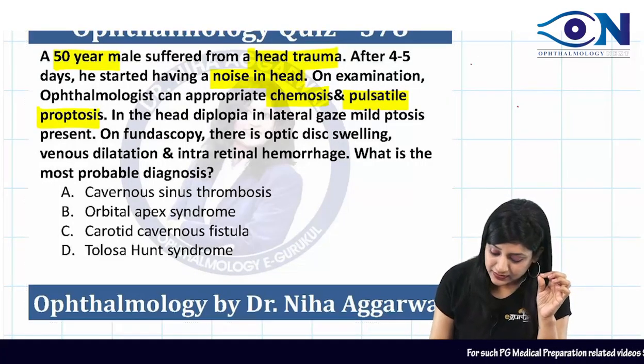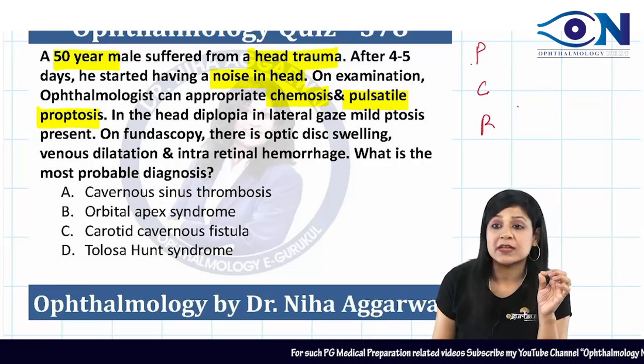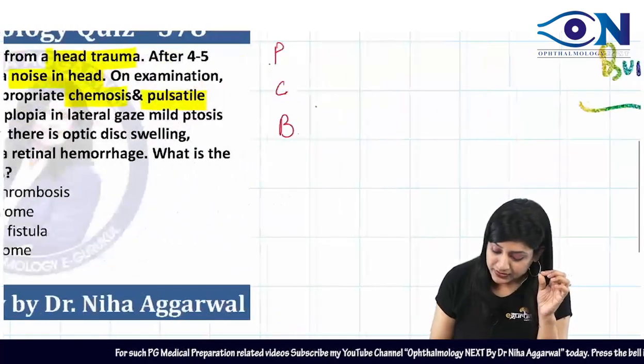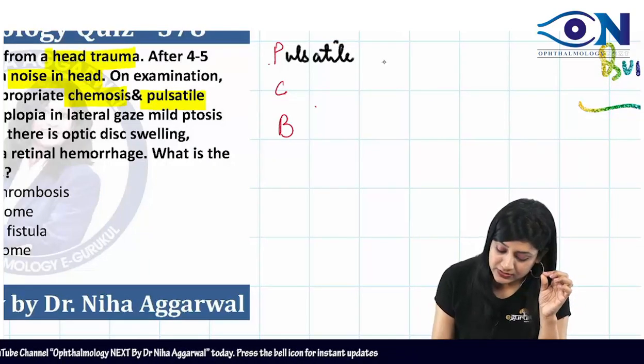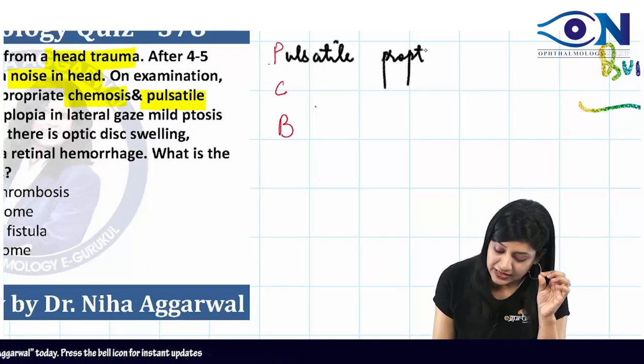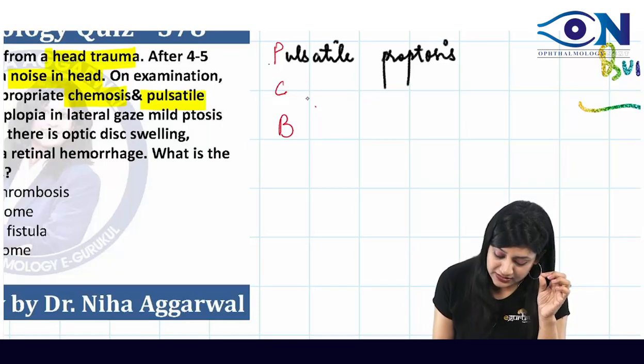Actually this is PCB. What is this PCB? See, P for pulsatile proptosis. Then C for chemosis. And then we have B for bruit.